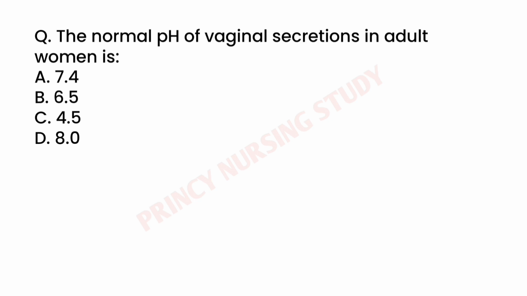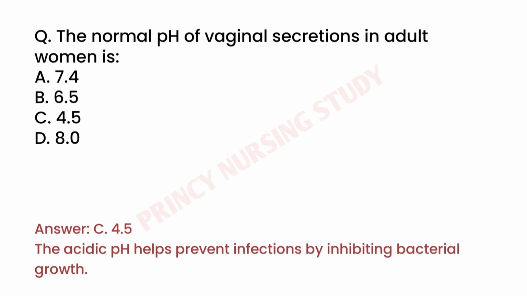Next question. The normal pH of vaginal secretions in adult women is... Correct answer is C. 4.5. The acidic pH helps prevent infections by inhibiting bacterial growth.